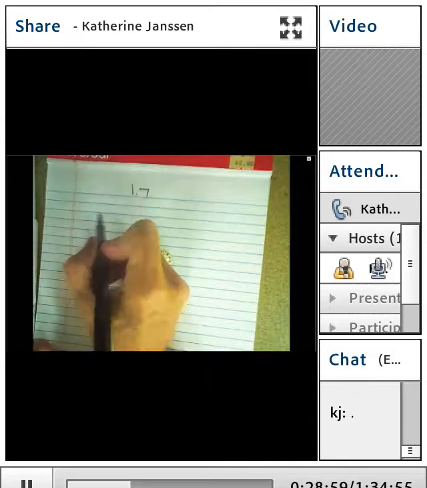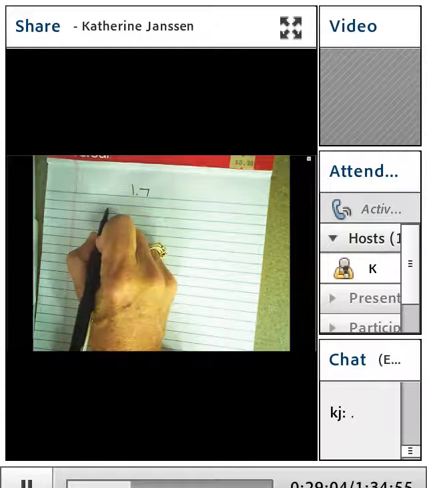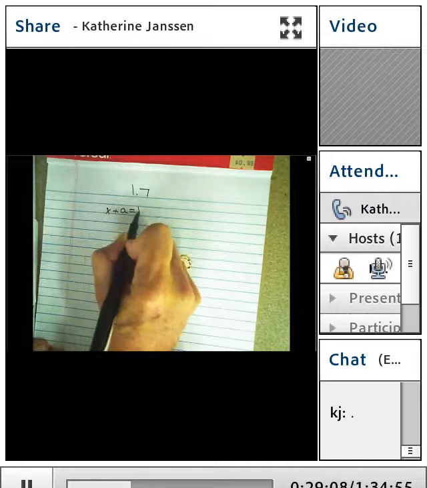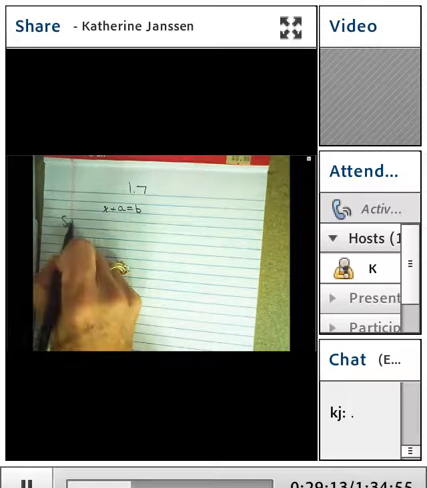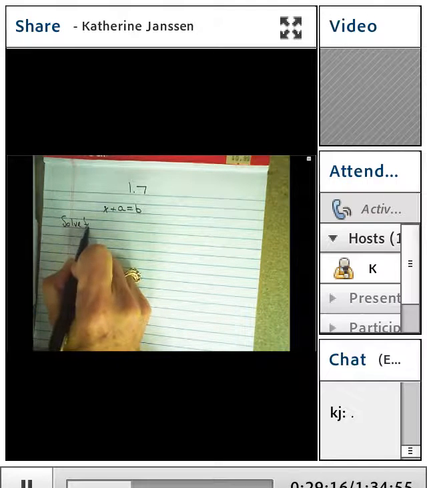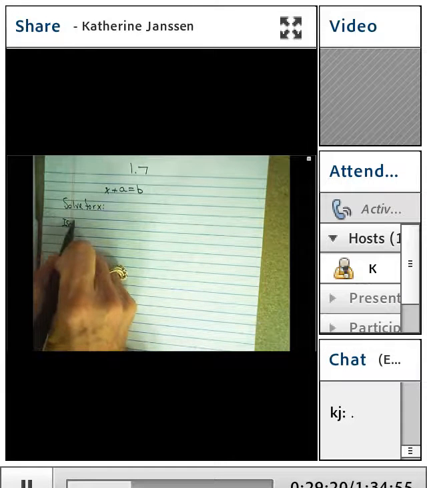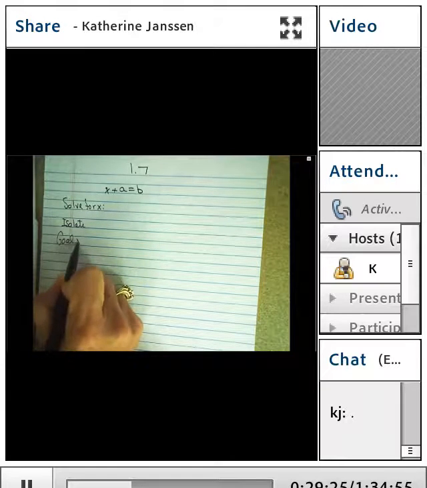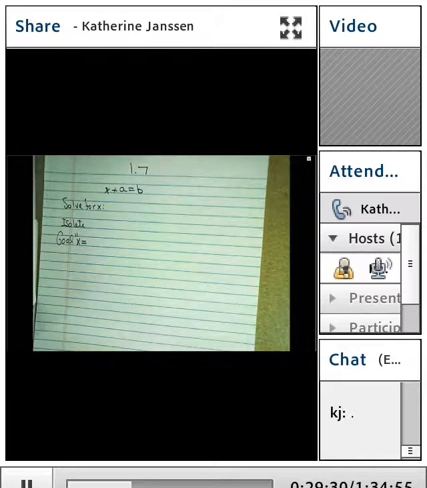So we're told that x plus a equals b as an equation. If I want to solve for x, then I want to isolate x. My goal is to be able to say x equals. So my goal is to get the desired variable on one side of the equal sign all by itself.